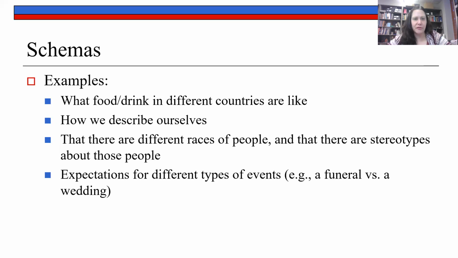How you describe yourself is a schema, and I'll talk about that in a little bit when we talk about research. The idea that we create social categories like different races, different religions, and that we have stereotypes for what that means. Those are social schemas. Specifically, we also have schemas for how we expect certain events to happen. So a funeral versus a wedding, you have different expectations for how those are going to go. What should I wear? What kinds of conversation will there be? What kinds of activity? Is there going to be a dance? Are there going to be a bunch of speeches?